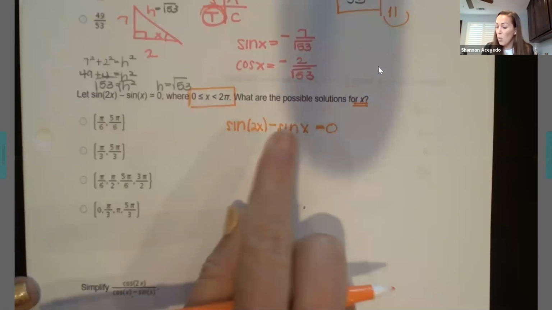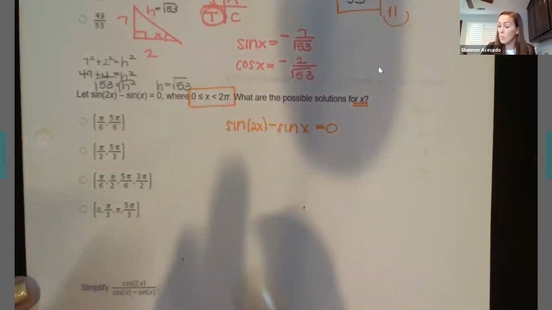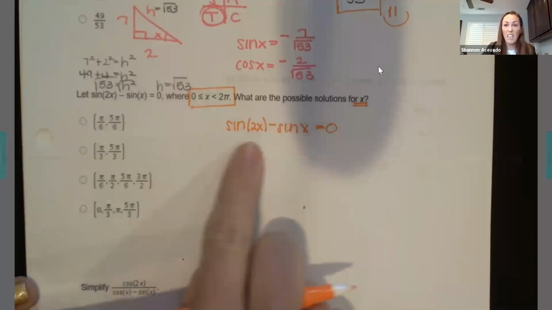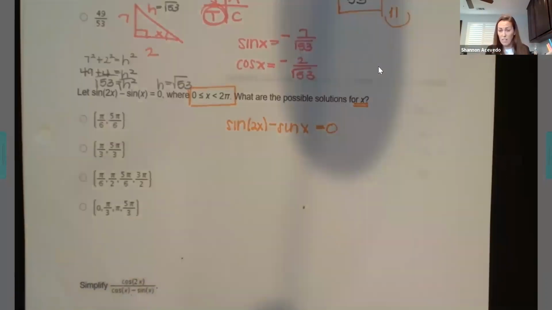Now, some of you guys go, oh, well, I'm just going to pull out an x. No, these would have to be the exact same things. This is like saying sine of y and the sine of x, and they're not the same. You can't just factor something out. It does not work like that.